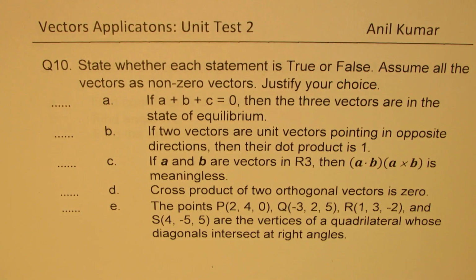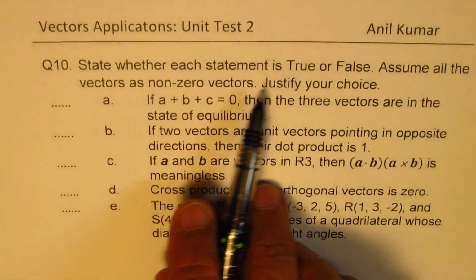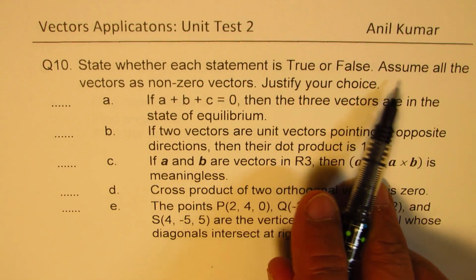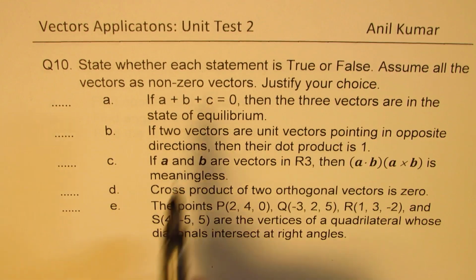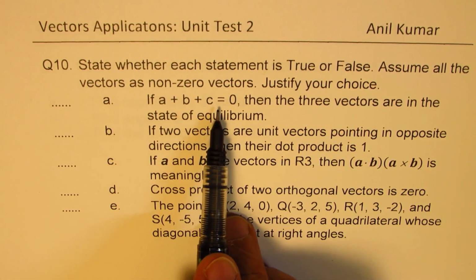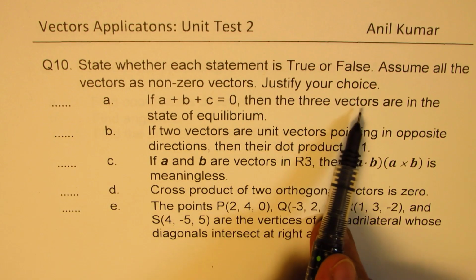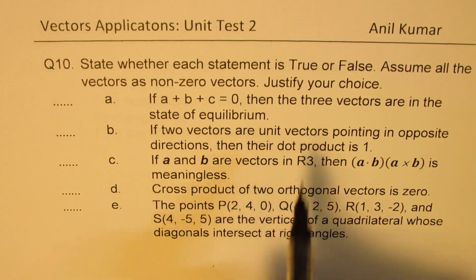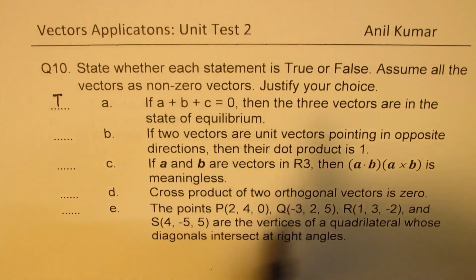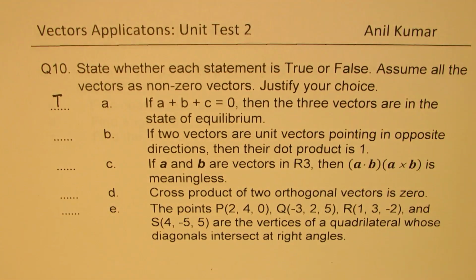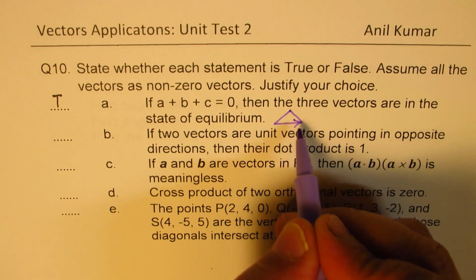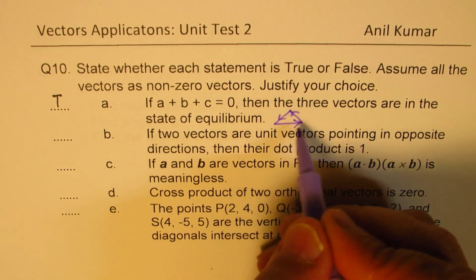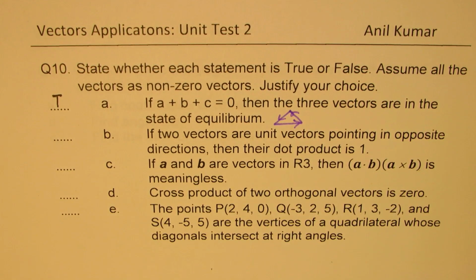Question number 10. State whether each statement is true or false. Assume all the vectors are non-zero vectors. Justify your choice. A plus B plus C equals 0, then the three vectors are in a state of equilibrium. Yes, that is true, right? So if we can form a triangle, for example, kind of like this, so we have A plus B plus C, then it is in the state of equilibrium.